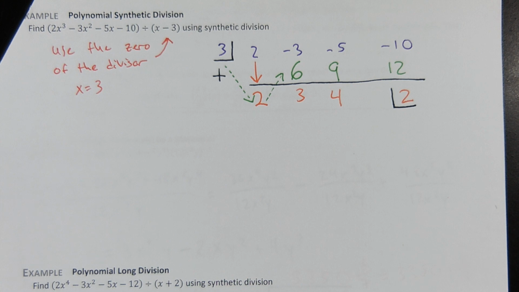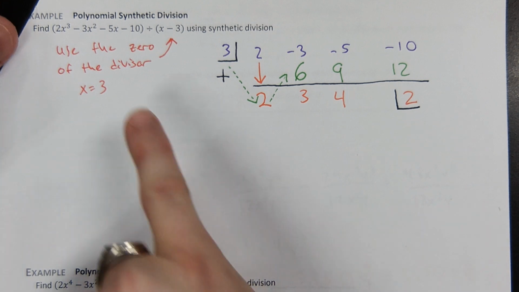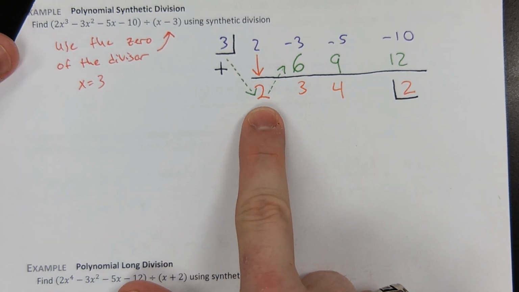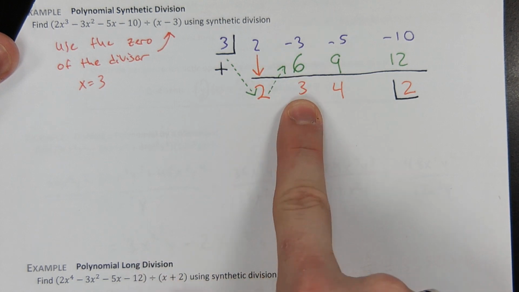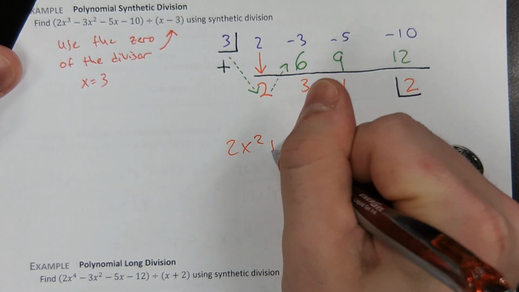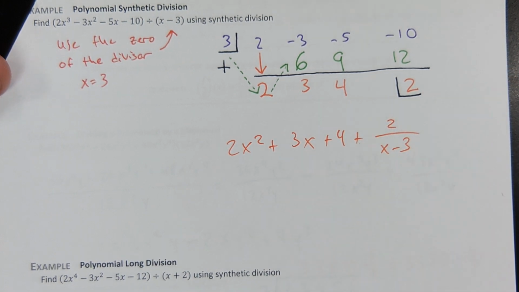We divided a cubic, degree 3, by linear, degree 1. When you divide degree 3 by degree 1, what is the result? Degree 2. That means this is a second degree polynomial. This is a 2x squared, a 3x, a 4, and a remainder of 2. And it's finished. So fast, right?